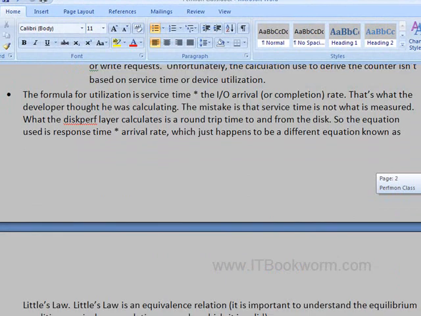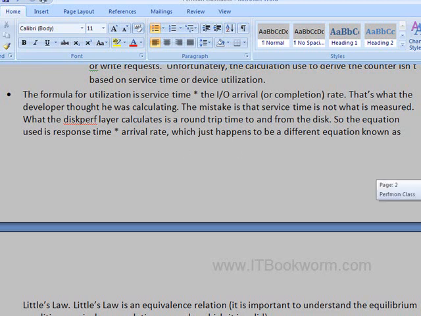This goes into the whole explanation here that the formula for utilization is service time times the I/O arrival rate, or the completion rate. And the developer thought he was calculating that initially, and the mistake is that service time isn't what's being measured with the disk perf layer. The equation is response time times arrival rate. And that's actually what's known as Little's Law. That's pretty easily looked up on the internet with lots of explanations. But Little's Law is a basic disk queuing calculation, basically.